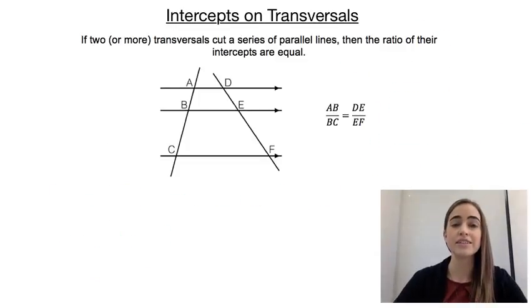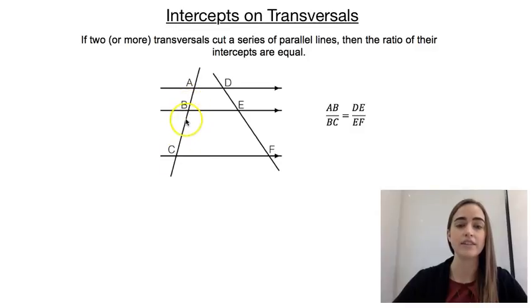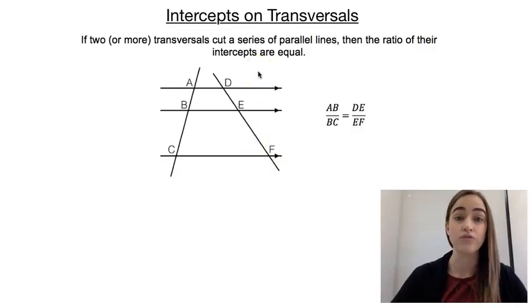So we can actually extend that idea even further. And instead of looking at triangles now, we can look at sets of parallel lines. So if we have two or more transversals, so in this example, they're these lines coming down here, that cut a series of parallel lines, so we have these three parallel lines here, then the ratio of their intercepts is equal. So in our example, what that means is AB over BC, so this length here over this length, would be equal to this length over this length. So it divides the transversals into equal ratios.